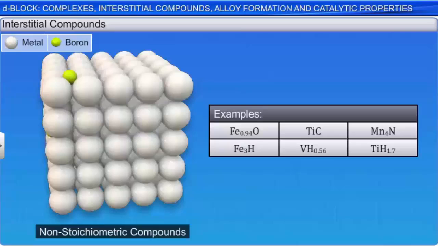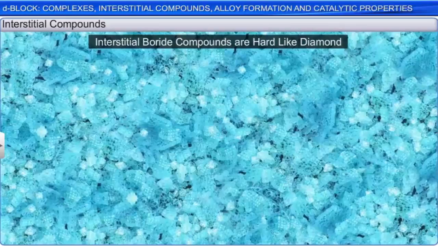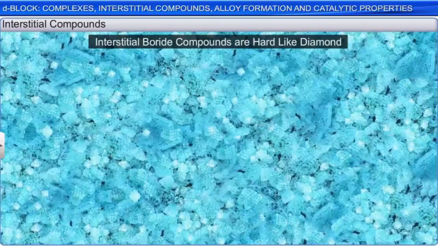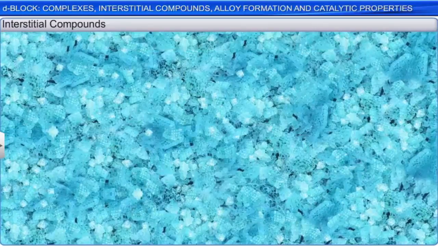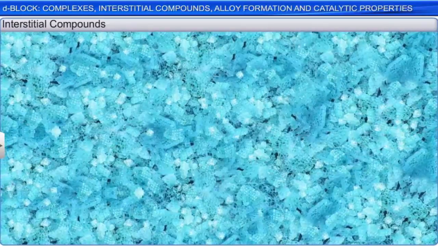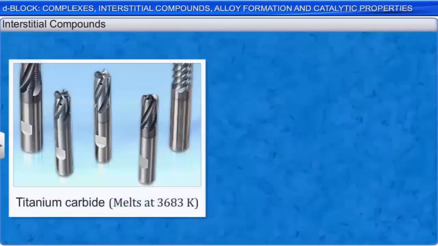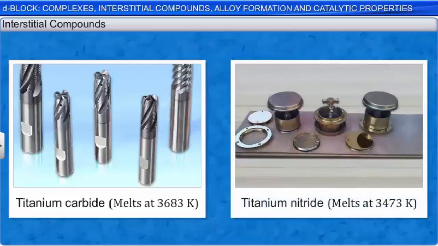The important physical and chemical characteristics of these compounds are: they are extremely hard. Some borides approach diamond in hardness. They have higher melting points than those of pure metals. For example, titanium carbide melts at 3683 Kelvin and titanium nitride melts at 3473 Kelvin. They are chemically inert. They possess good electrical conductivity.